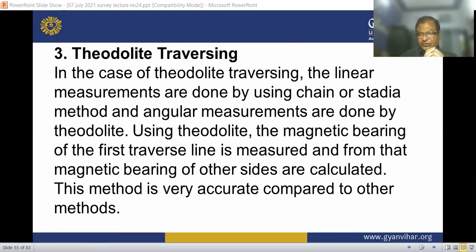And last, this is the theodolite traverse. In the case of theodolite traversing, linear measurements are done using a chain or the stadia method, and angular measurements are done by theodolite. Using the theodolite, the magnetic bearing of the first traverse line is measured, and from that magnetic bearing the other sides are calculated. This method is very accurate compared to other methods.